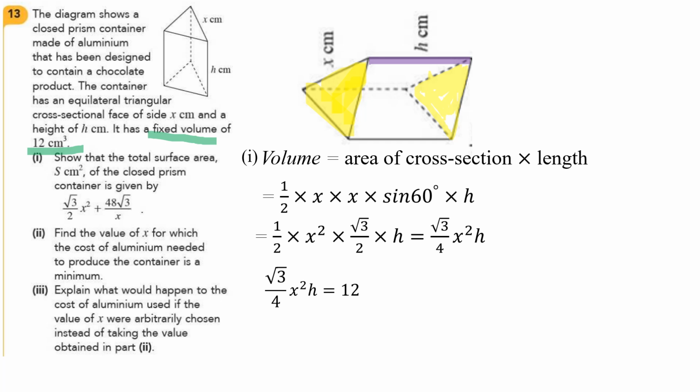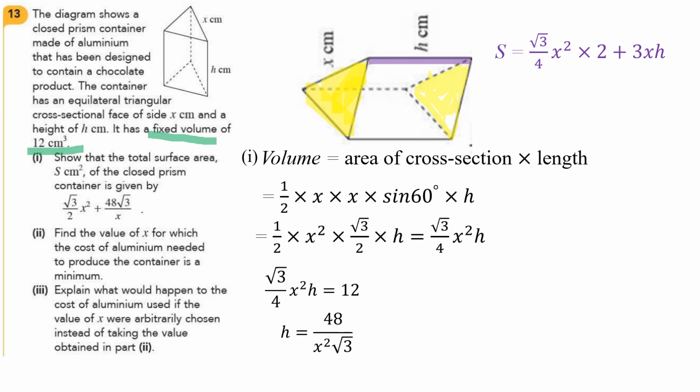Why would I make h the subject? Because there are two variables here, x and h. If you want to differentiate, remember, we can only differentiate one quantity over a second quantity. You cannot differentiate one quantity over two quantities, it doesn't work that way. So you're going to make h the subject and keep that because we'll use that later. How do we use it? Because for part 1, we need to find the total surface area, right? So total surface area means I need to find the area of the two triangles plus the three sides.